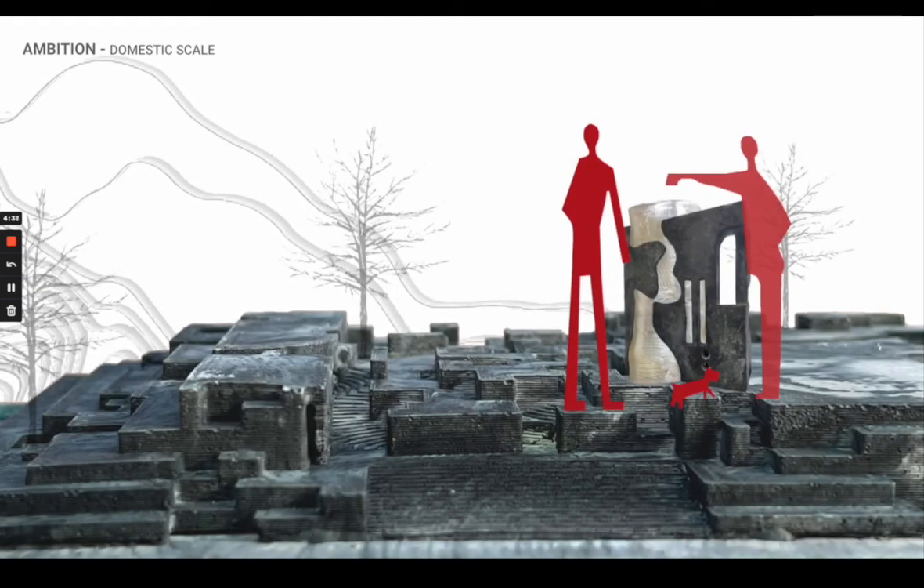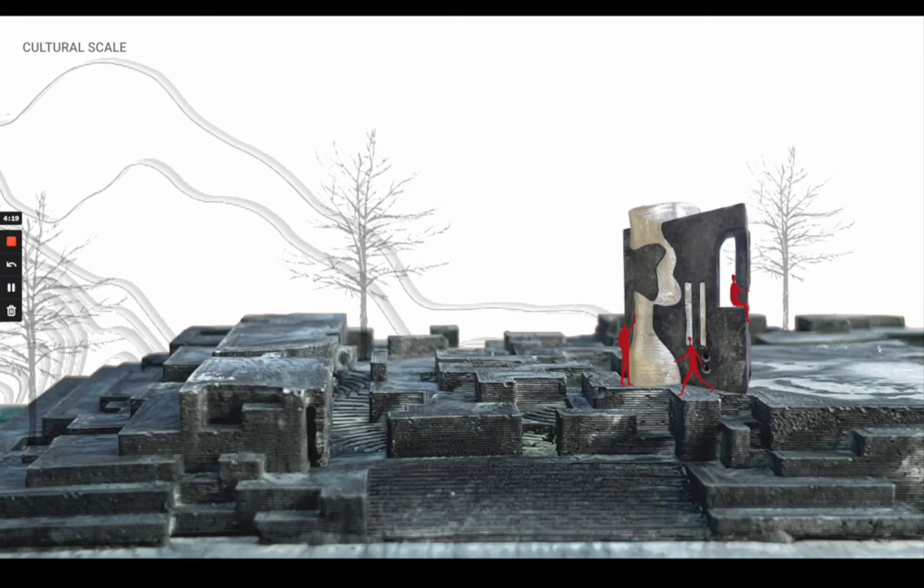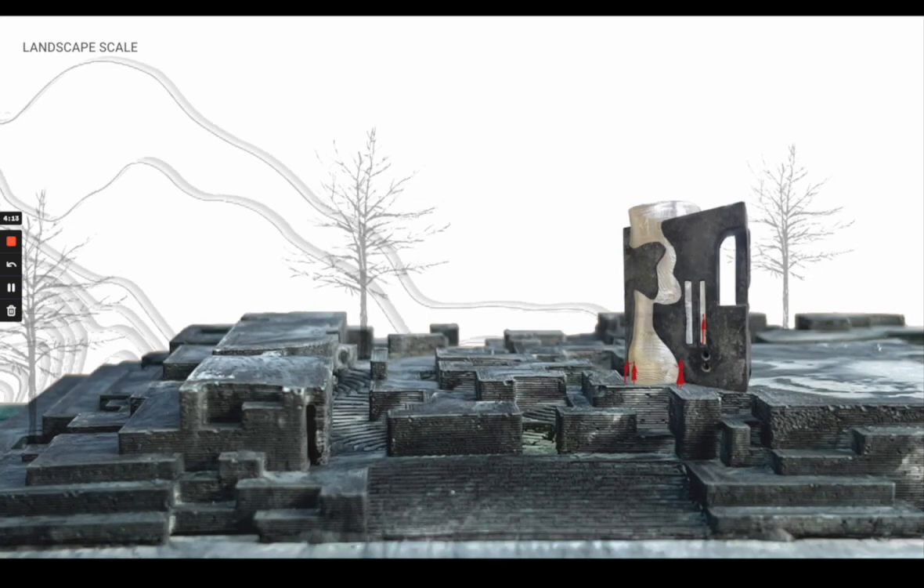This is how going forward we envision the ambition of this project. There are three scales. One is the domestic scale. Another is a more cultural scale where this becomes a built envelope, and the third is a landscape scale, which kind of merges with the design that we proposed last semester.